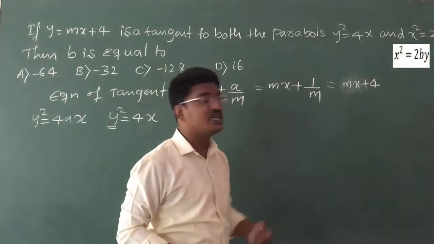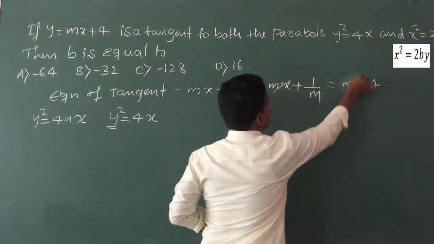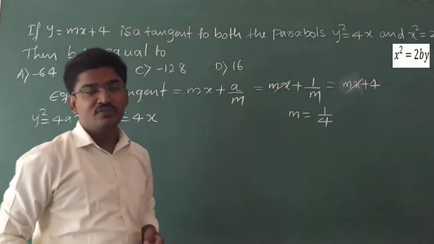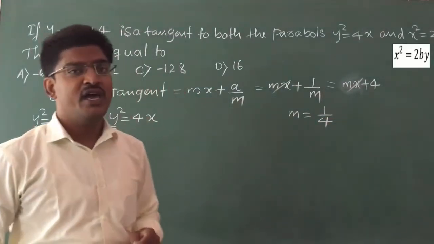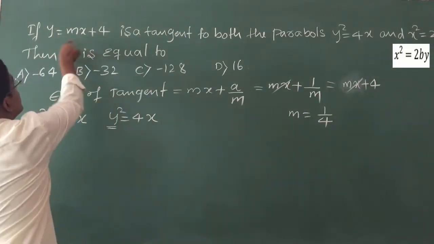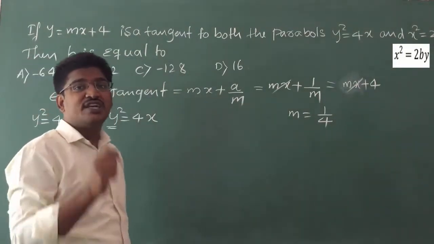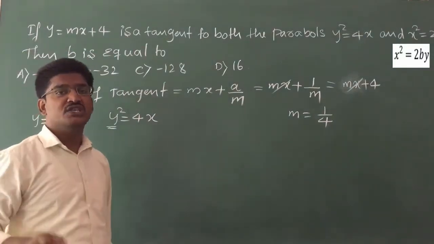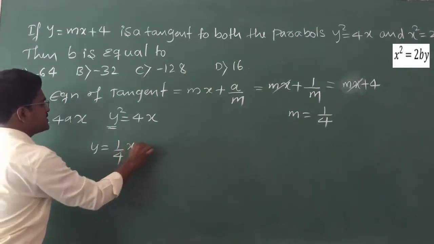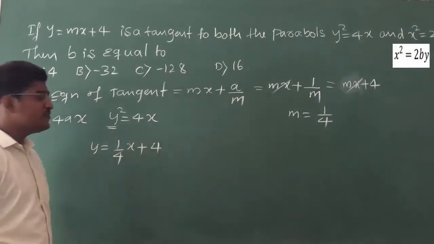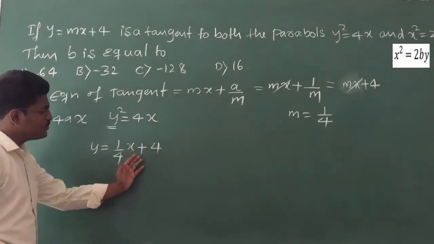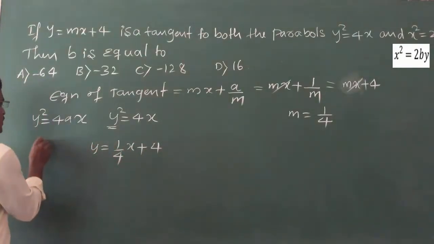So if I solve this equation, what you are going to have? That is, m will be equal to 1 by 4. So from that, what you can write? Use it in your equation of tangent to the parabola which is given. So that is y equal to 1 by 4x plus 4. If I simplify this, y equal to 1 by 4x plus 4. No problem.